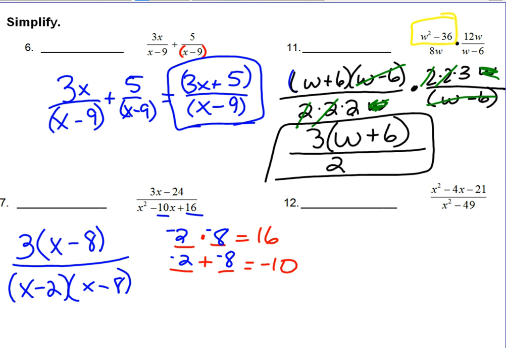So now I am at the step of, can I have the same thing? Do I have a same grouping? Notice how the exact grouping is the same there. So I can reduce it. And then I'm done with 3 over x minus 2.